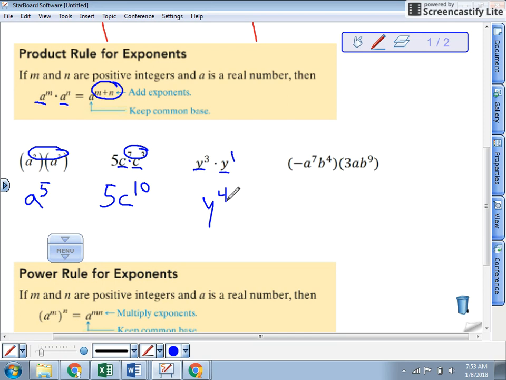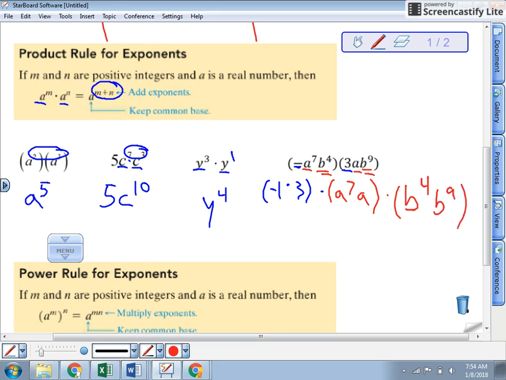Now the final example, when we've got multiple bases, we can only combine the ones with the same bases, and we can write it all as 1. So first thing we look at is this negative sign and this 3, so that's actually -1 times 3, and then that's going to be times, we look at these A to the 7th and A, so that's going to be A to the 7th times A, and it's going to be times B to the 4th and B to the 9th. And then we can combine all that.